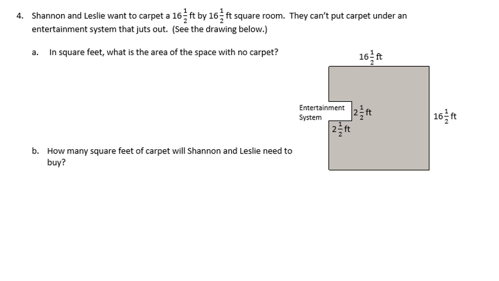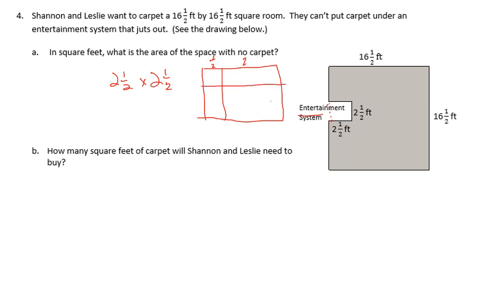Okay, Shannon and Leslie want to carpet a 16.5 by 16.5 square room. They can't put carpet under an entertainment system that juts out. Now they're talking about this right here, this area. In square feet, what is the area of the space with no carpet? Well, this is where you align yourself, and we know this is 2.5 by 2.5.